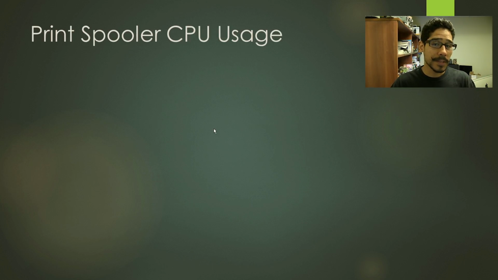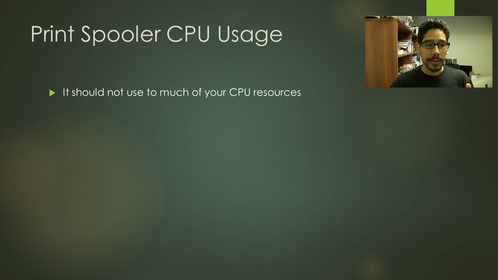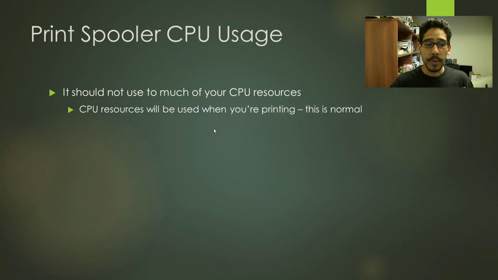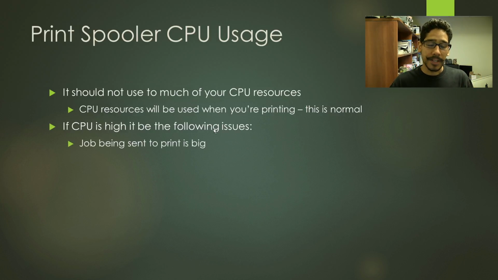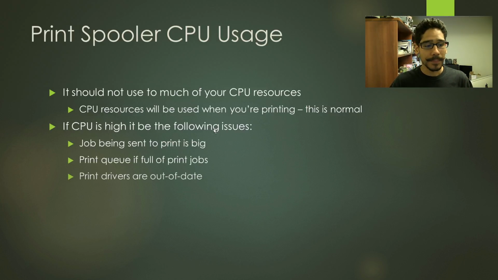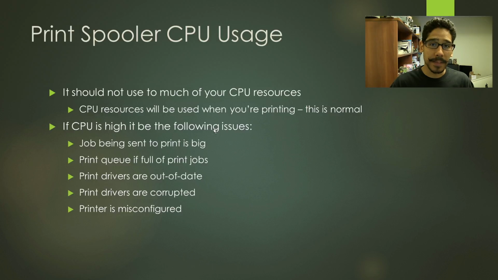Now, the Print Spooler CPU usage. It should not use a lot of CPU resources. The CPU resources will be used when you're printing, and this is normal. If the CPU is high, it could be the following issues. The job being sent is too big to process. The print queue is full and it can't print the jobs. Print drivers are out of date, or the print drivers are just basically corrupted, or the printer is misconfigured.